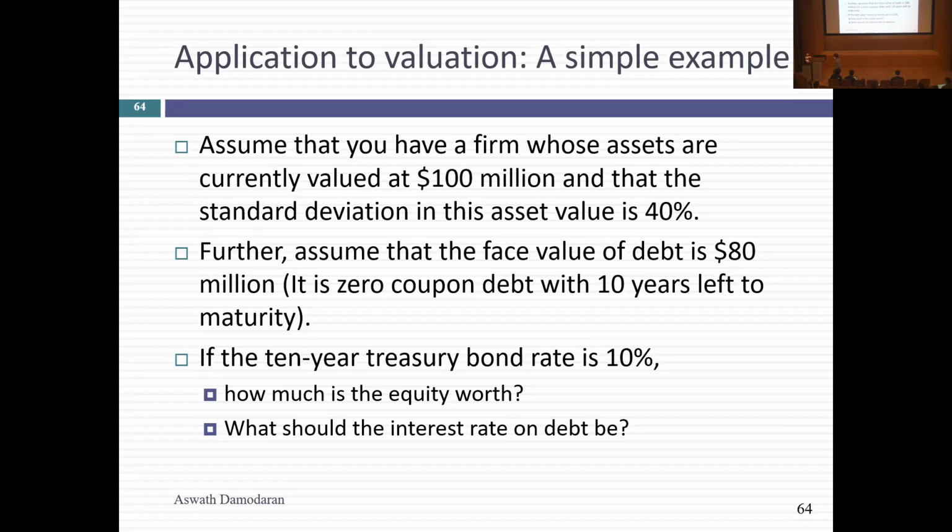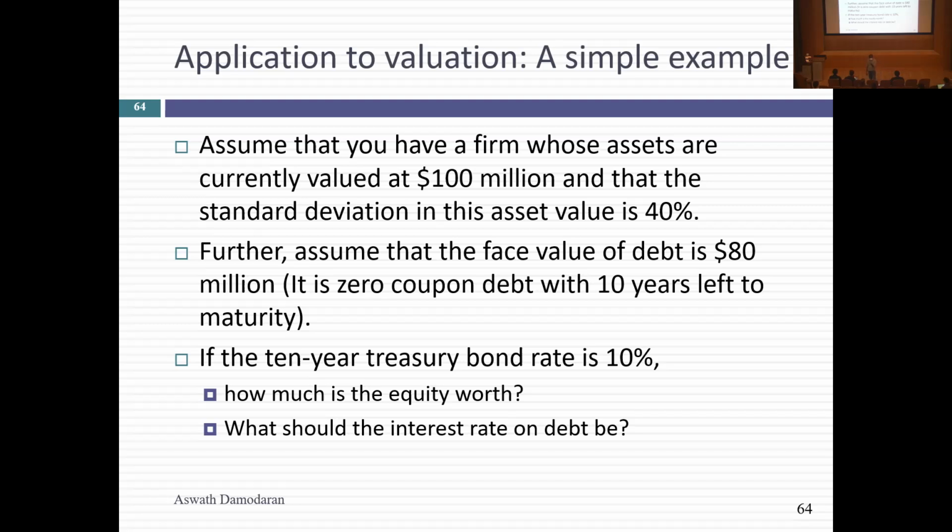So I'm going to come to you with a company. You continue to be the equity investor. I'll be the lender to the company. The value of this whole company is 100 million right now. But there's a lot of uncertainty. The standard deviation of that value is 40%, which means it could go up to 200 million, it could drop to 20 million. I've lent you money with one 10-year zero coupon bond.